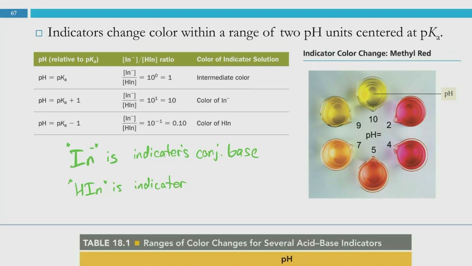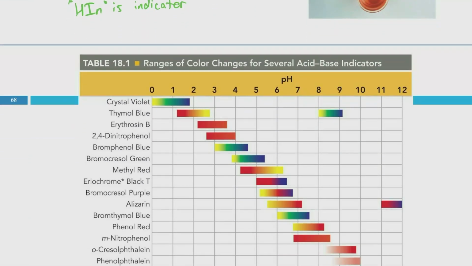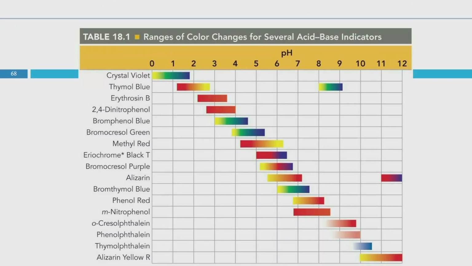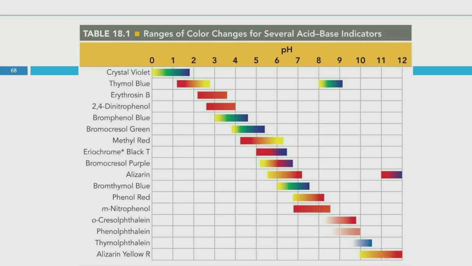And we can get a couple of different colors. So looking at this one here on the right, this is methyl red. And at different pHs, the color is different. Are we going to need to memorize the different color indicators? No, you do not need to memorize the indicators. This is some of the indicators.